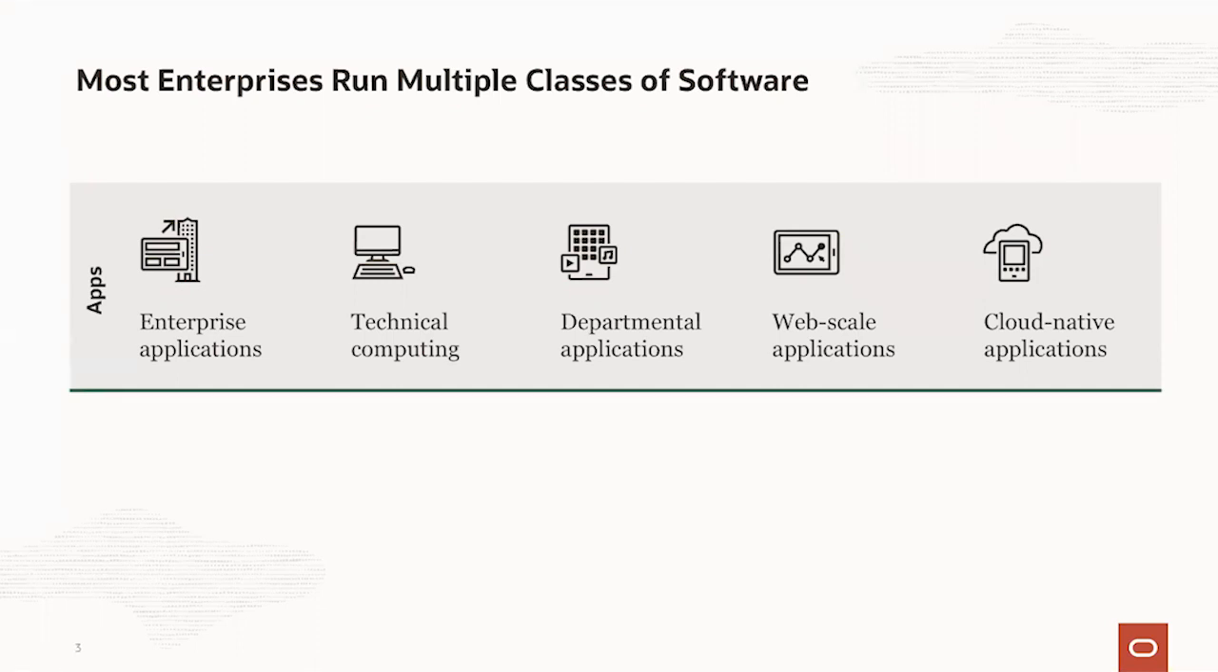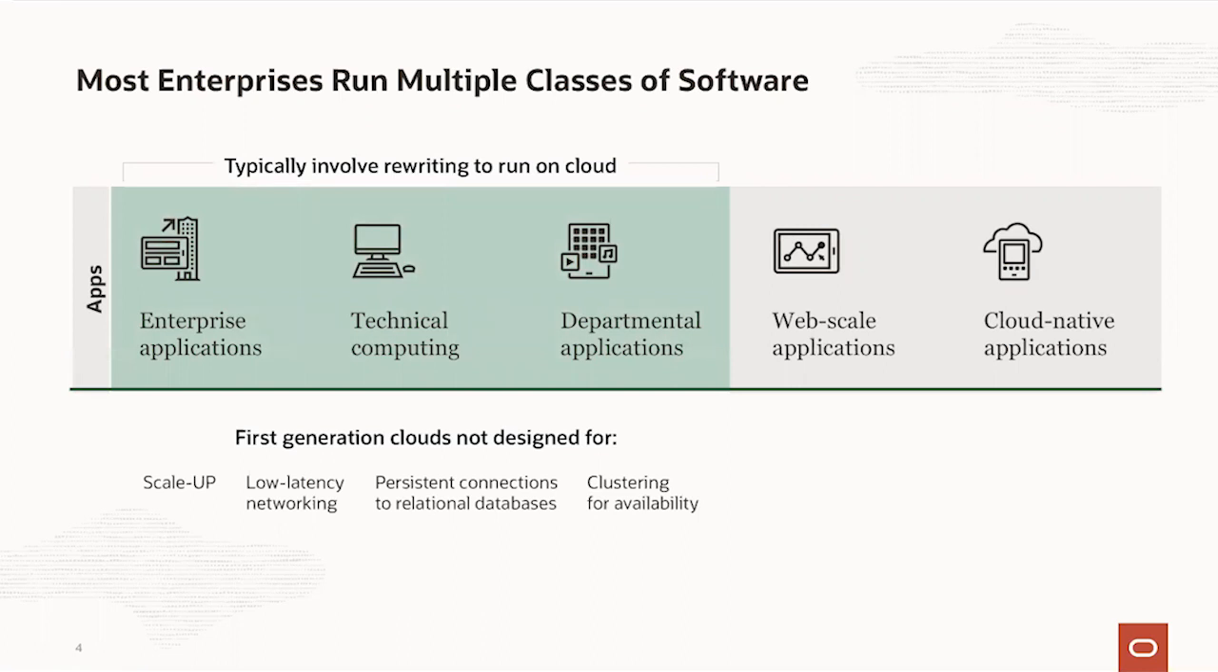First generation clouds create a new market by producing scale out solutions for the last 2 categories of applications, but they've struggled with enterprise applications. These critical enterprise applications require the ability to scale up. They expect low latency, the ability to have stateful connections to cluster databases, and aren't really compatible with how first generation clouds operate. So to run these applications in the cloud, it would require a complete rewrite, which sounds great until you think about the cost and the time required to do that.